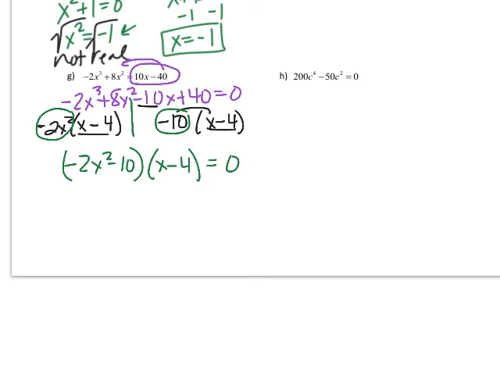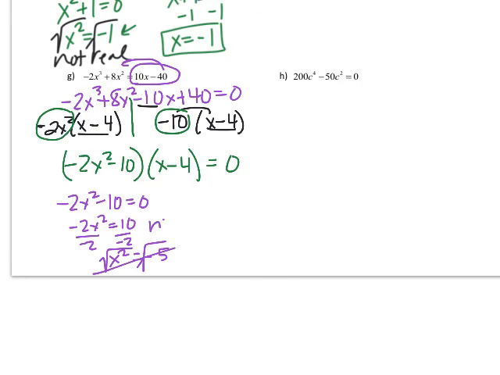Then my next step is going to be setting this equal to 0. And negative 2x squared equals positive 10. Divide by negative 2. That's going to be x squared equals negative 5. And again, this is going to be a not real solution because I'm going to have that negative number there. So not real. All right, there's one not real. And then this one, of course, is going to be x equals 4. So I do have one real solution and one solution that's not real.